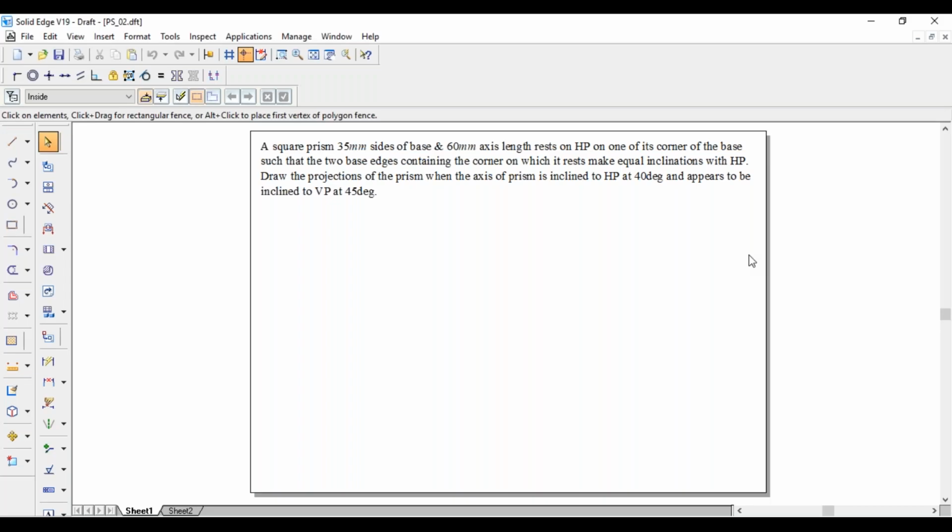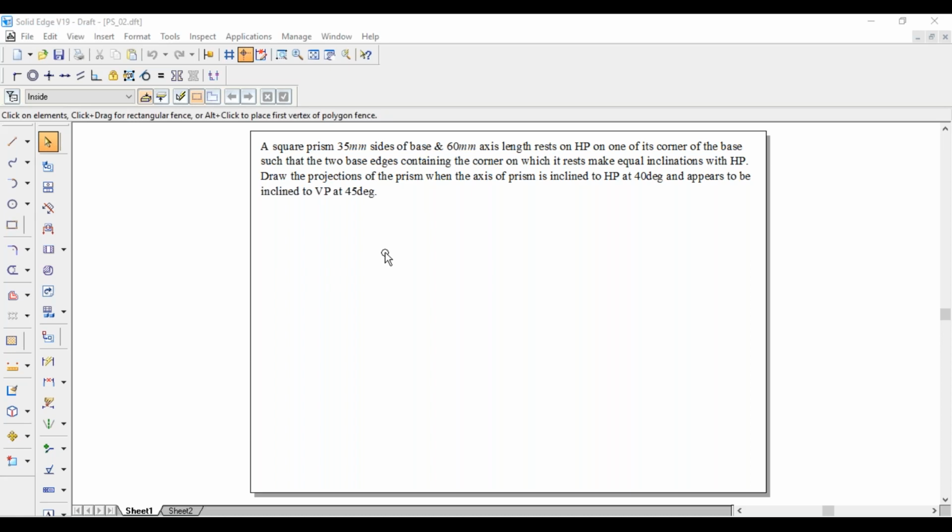Today we are going with a solid problem. A square prism 35 mm sides of base and 60 mm axis length rests on HP on one of its corner of the base such that the two base edges containing the corner on which it rests make equal inclinations with HP. Draw the projections of the prism when the axis of prism is inclined to HP at 40 degree and appears to be inclined to VP at 45 degree.